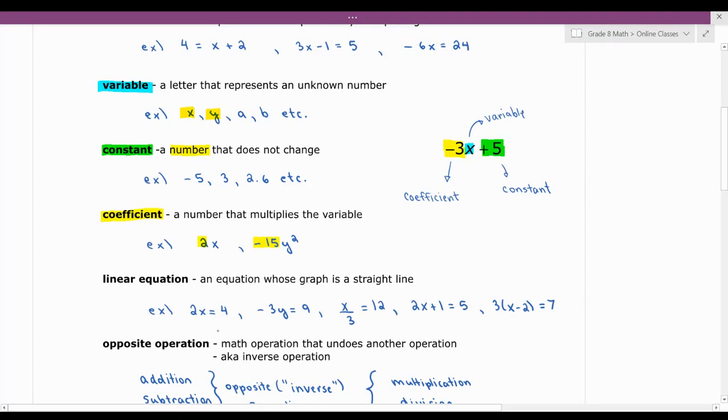This one here, 2x = 4. This one here, -3y = 9. And this one here, those are considered one step because you have to do one step to solve it. And we're going to cover those types today. And then you have, for example, 2x + 1 = 5. That's considered a two-step. So it means there's going to be two operations you're going to have to do in order to solve for the value. And then this one here is going to involve distributive property.